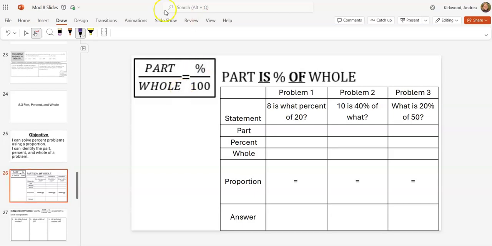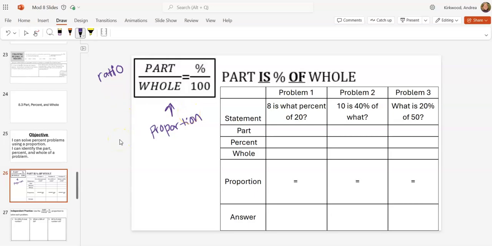So in this corner, you're going to see a percent proportion. This is what a percent proportion is usually set up as. We always have the part over the whole. This is like the original ratio of whatever we're trying to figure out the percent of. And that's going to equal whatever the percent is over 100, because percent is out of 100.